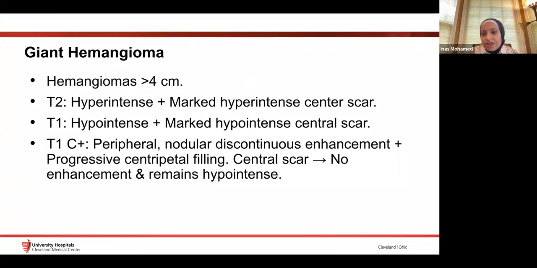So I have a question if somebody wants to unmute themselves. If you have a 5 centimeter lesion with peripheral continuous enhancement, and progressively it enhances heterogeneously, like it fills in centrally, and it doesn't follow this pattern of hemangioma, what do you think that will be? Who is the scary cousin of hemangioma, as you would say? Anybody? Anybody have an answer?